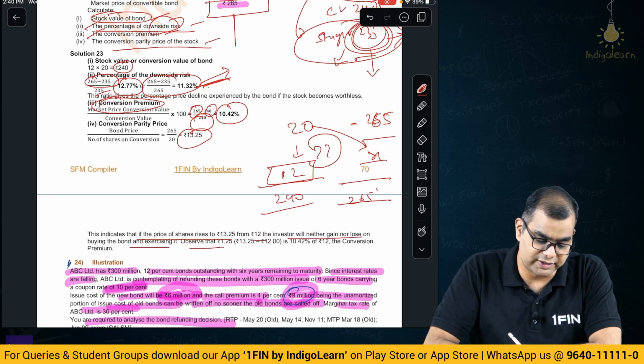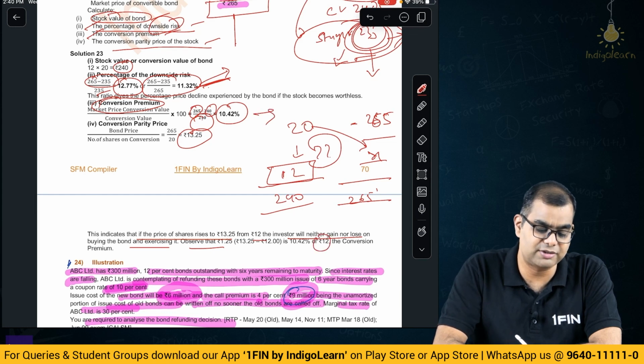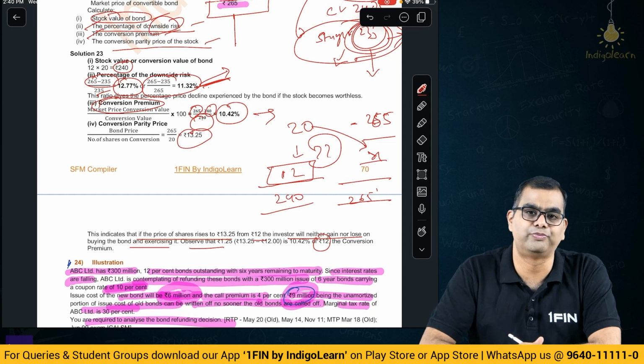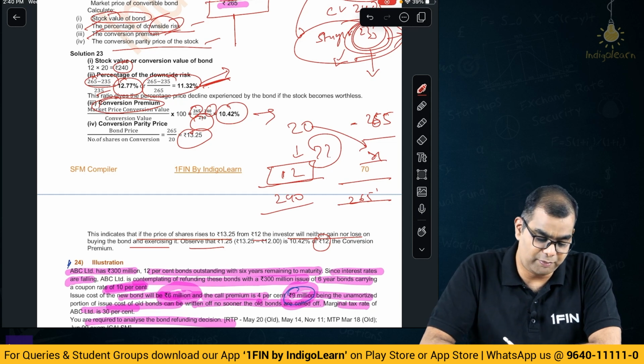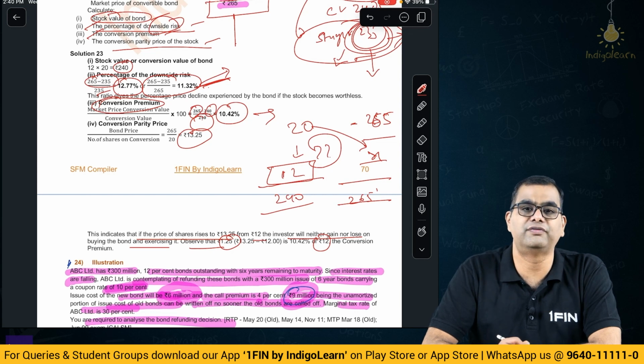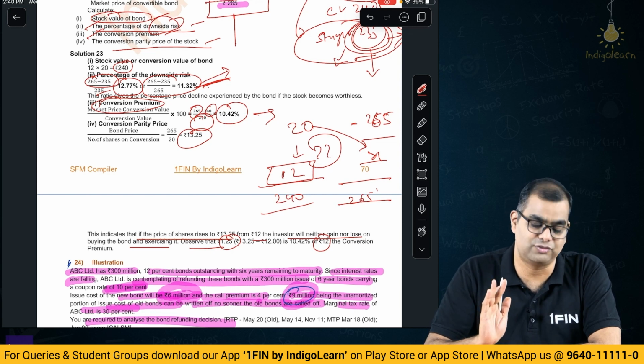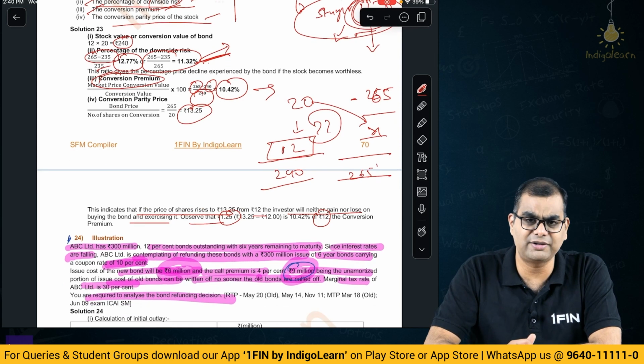Observe that 1.25, that is 13.25 minus 12, is 10.42% of 12. So if you look here, what is the conversion premium? Conversion premium is 10.42. So this 1.25 is 1.25 by 12. If you do that, that is exactly the conversion premium. That is what we are talking about. Interesting question, right? These are the kind of questions that may be asked in the exam.